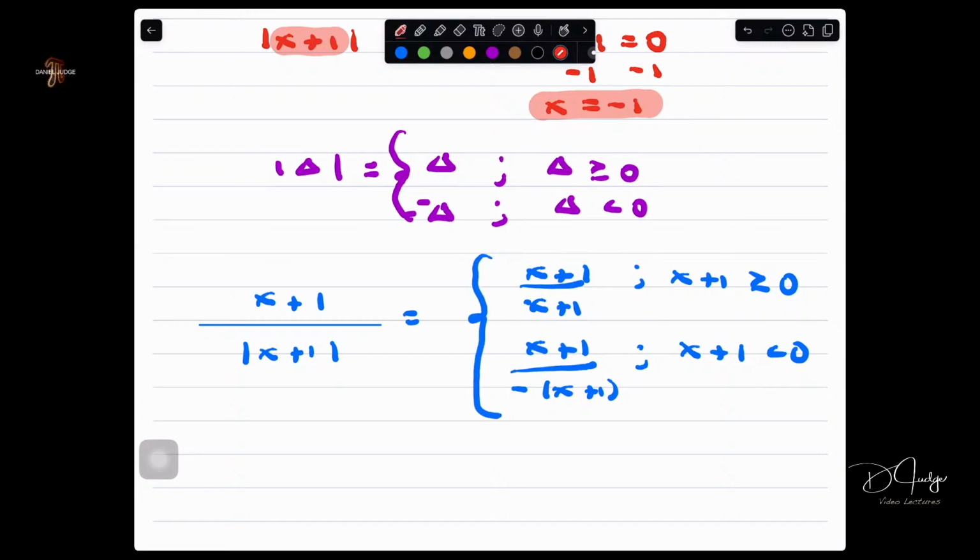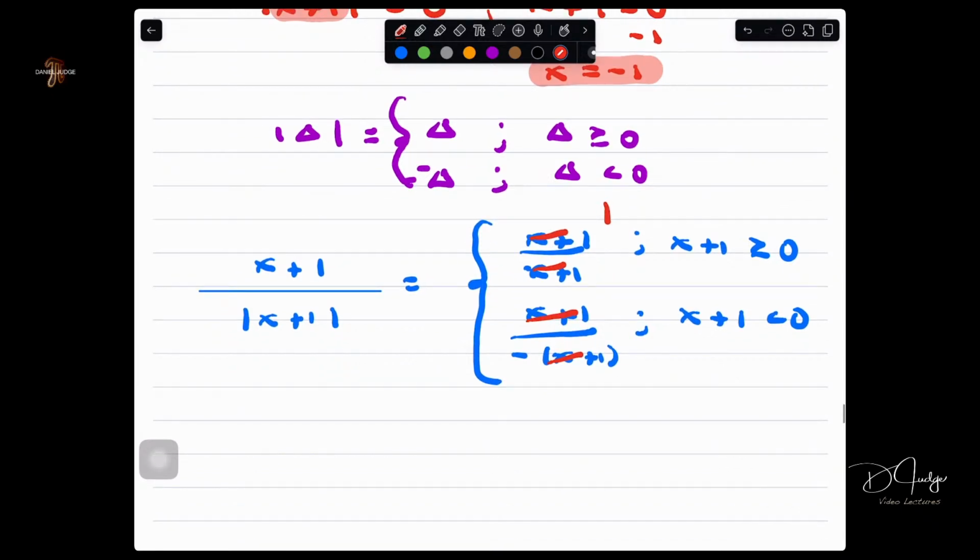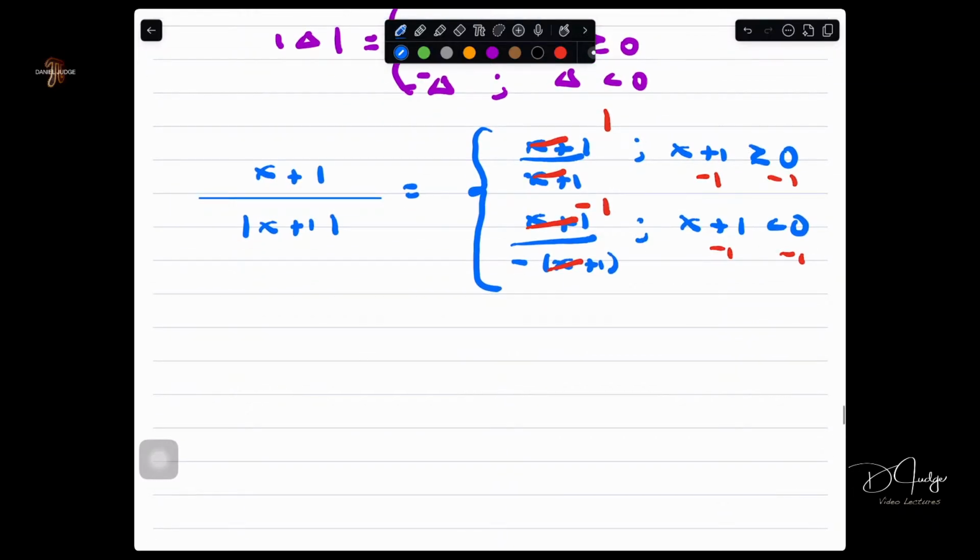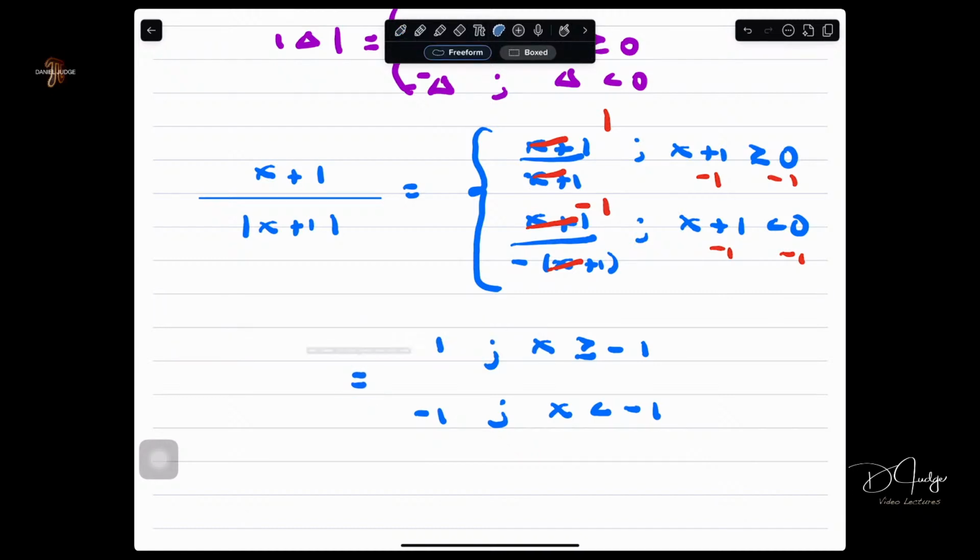Now the rest is algebra because anything divided by itself is 1. Anything divided by itself where the denominator is negative, this will be -1. And then solving for x here by subtracting 1, we simply get the definition of this function is +1 when x is greater than or equal to -1. It is -1 when x is strictly smaller than -1. So this is how we get a handle on this piecewise function. Pre-calculus, ladies and gentlemen.